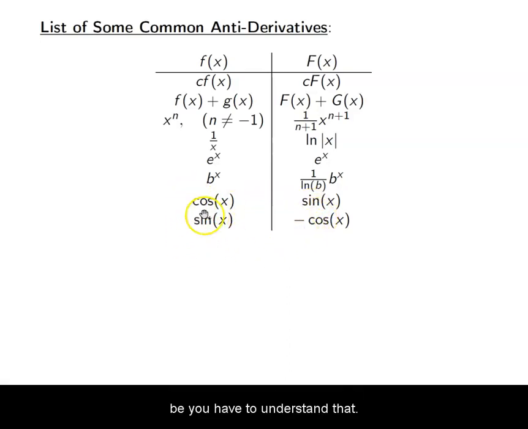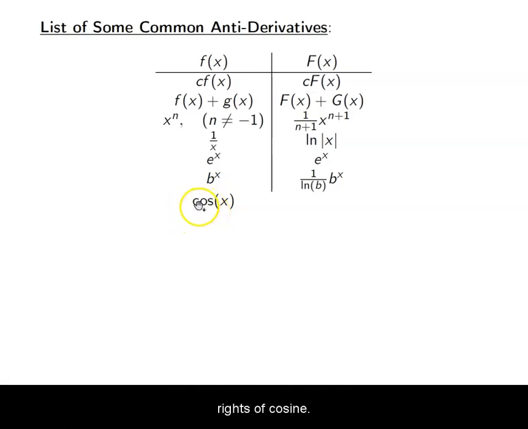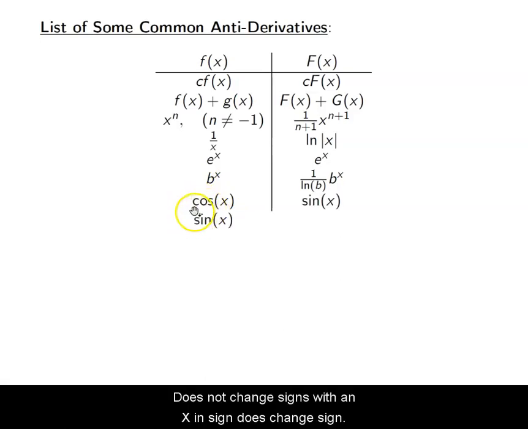So you have to understand that if you use that sort of verbiage that I use every time we did cosines and sines for their derivative, we have to do the opposite of that, right? So cosine does not change signs for the antiderivative, and sine does change signs for the antiderivative.